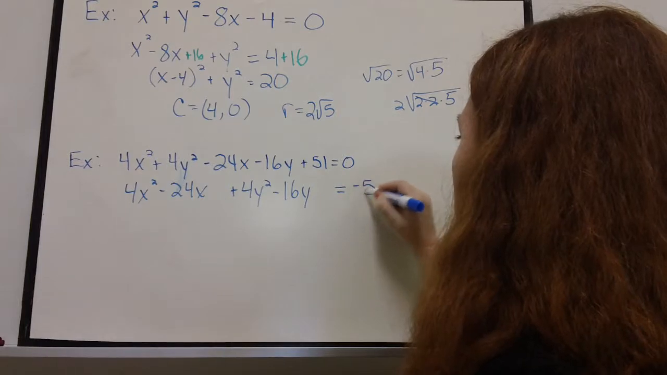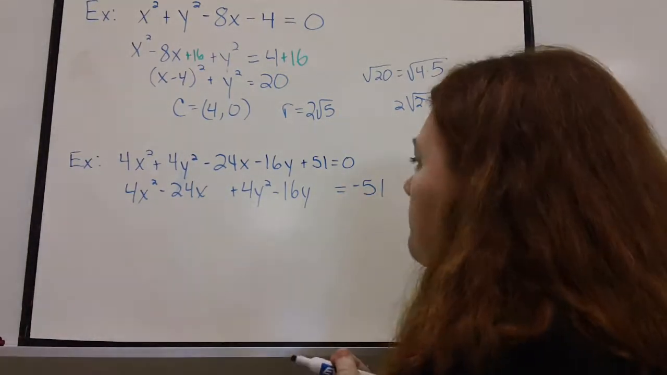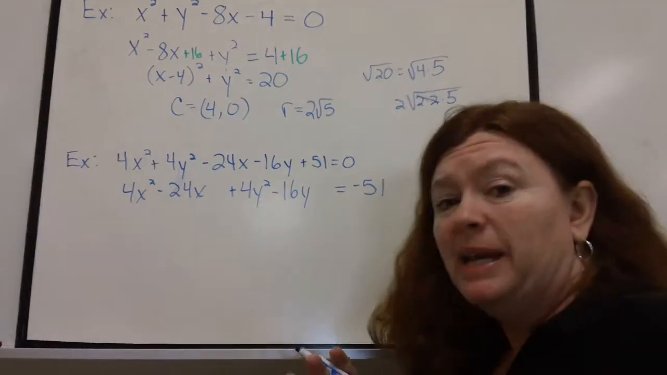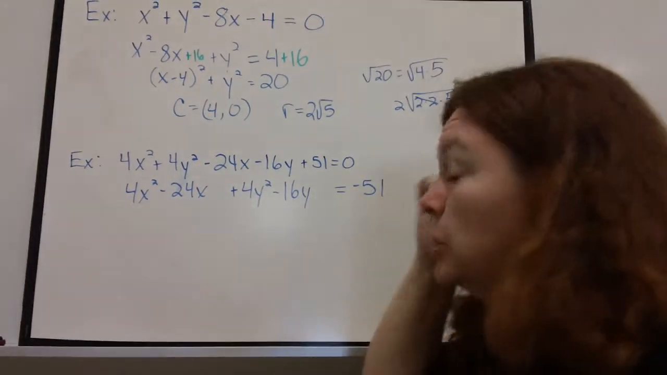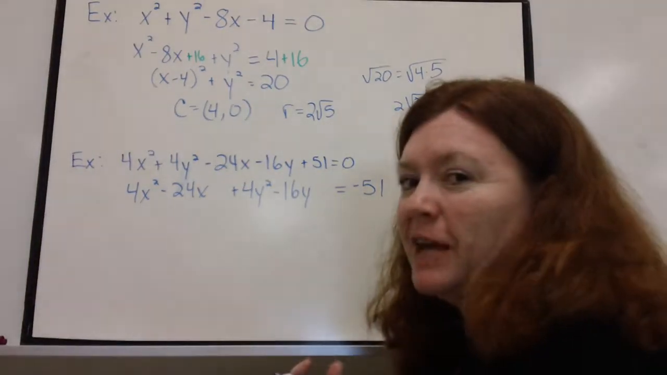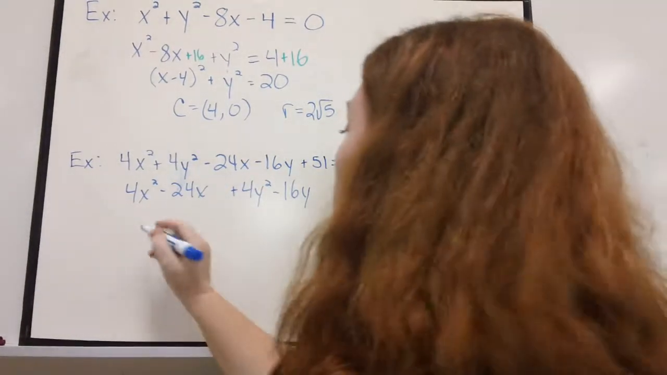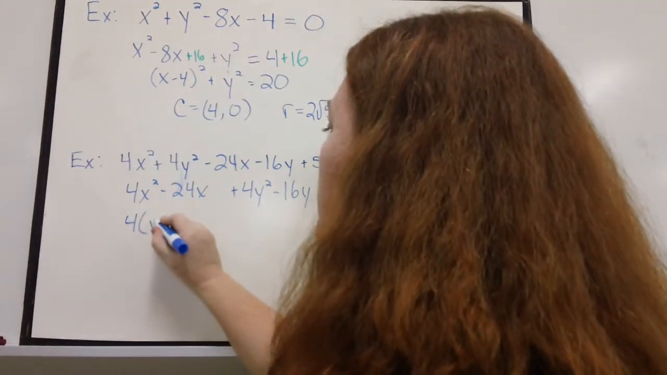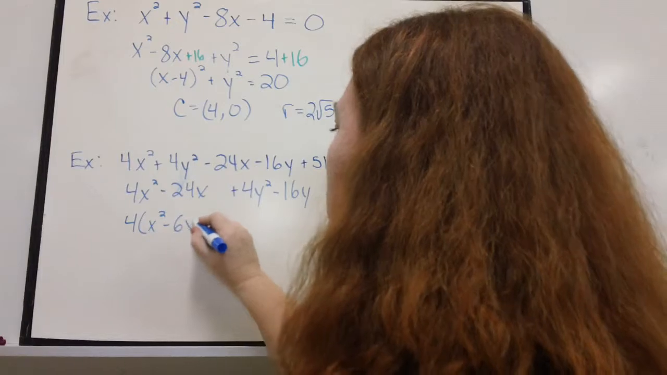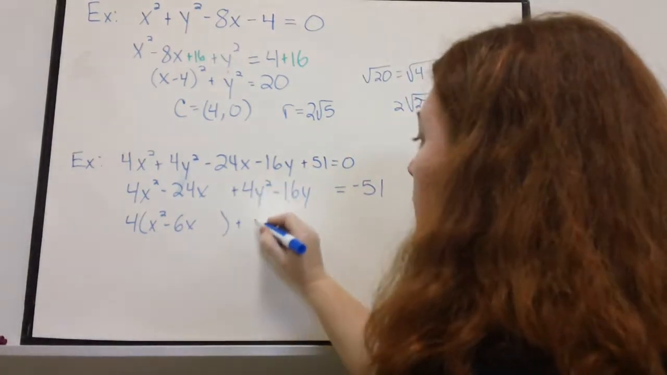And negative 51. Whew. All right. The reason I'm not ready to fill that space yet is because I did step 1, which is move c. Step 2 says factor out a, and I have an a. So let's factor out a. 4 times x squared minus 6x. Leave a space. Factor out a.